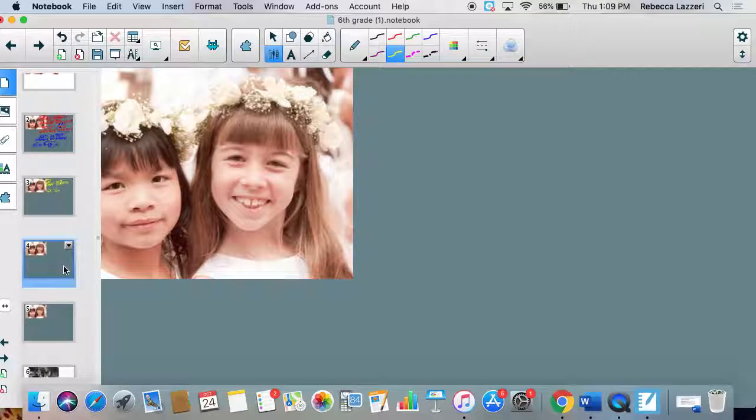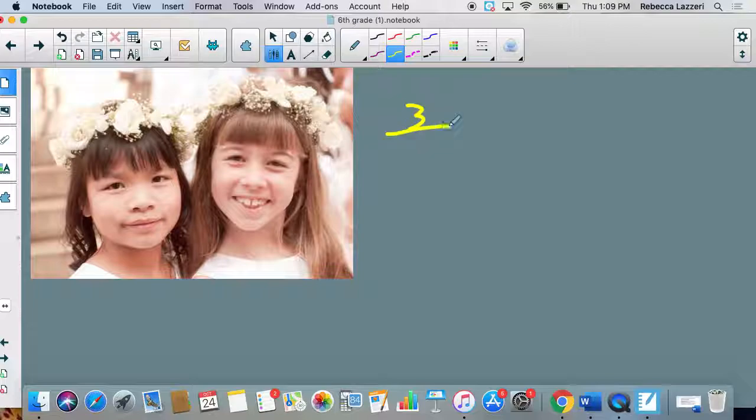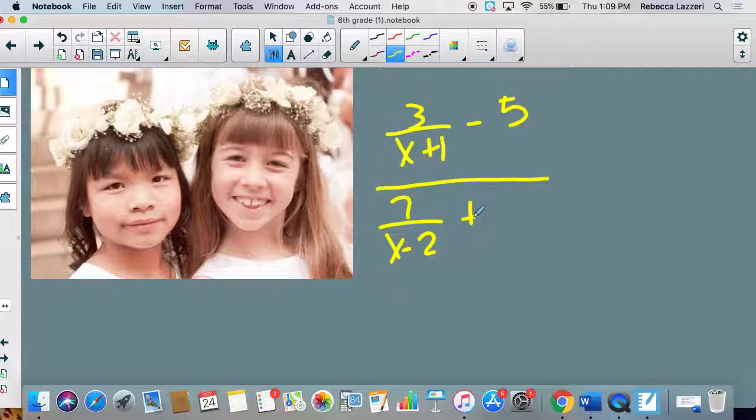So if I have 3 over x plus 1 minus 5 over 7 over x minus 2 plus 4. Let's see if this stuff I have on my ACT and it really makes it. We're going to make your life a lot easier for the ACT then, right? I'm taking the SAT on Saturday as well, and I'll show you an easy way to do it.